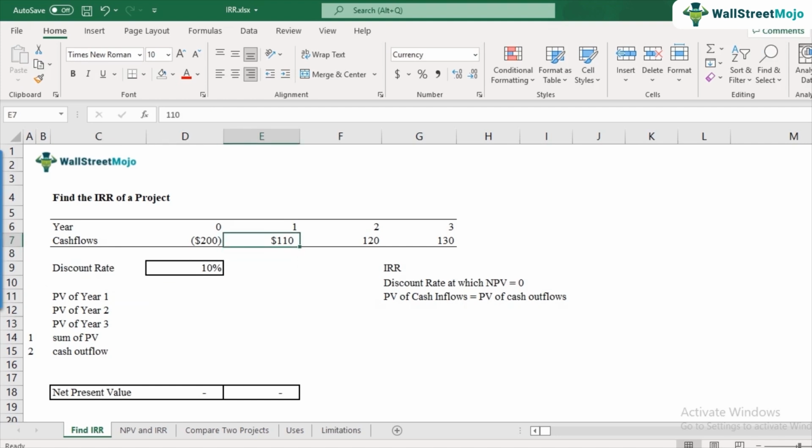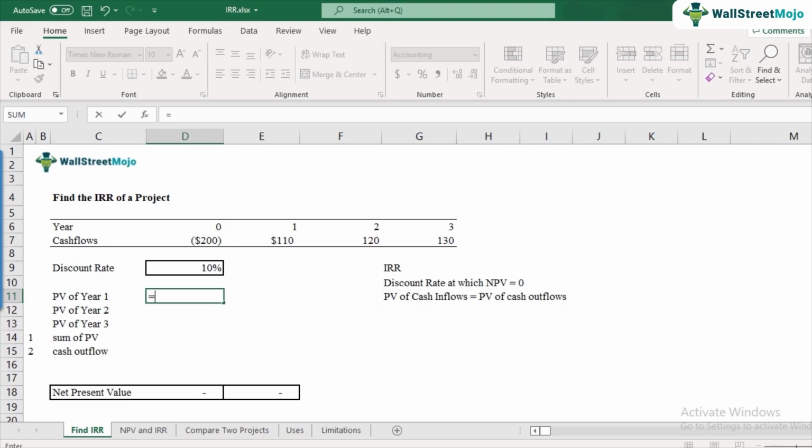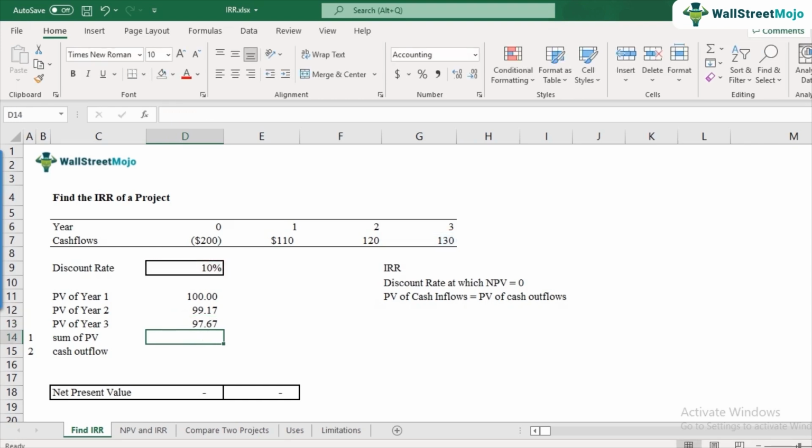So what is the present value of year 1 cash flows? Year 1 cash flow is 110. The present value will be 110 divided by 1 plus your discount rate. Okay, so this is your present value of year 1 cash flows. Present value of year 2 cash flows, that is 120 divided by 1 plus discount rate to the power of 2. And what about the present value of year 3? 130 divided by 1 plus 10% to the power of 3. Okay, so what is the sum of present value? That comes out to be 296.84.